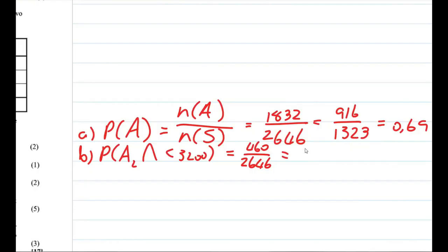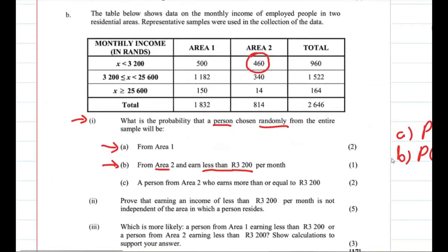As a fraction, it is 230 over 1,323. And as a decimal to the second, it is 0.17. Brilliant. Right. At C, they say, what is the probability that a person chosen randomly from the entire sample space is a person from area 2 who earns more than or equal to 3,200?